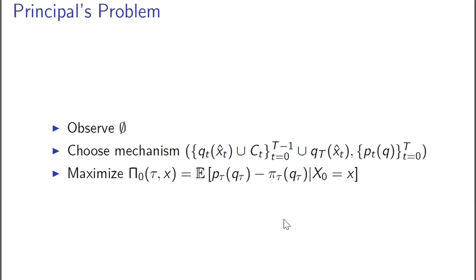Similarly, we have the principal's problem. The principal observes nothing, but she chooses a mechanism. A mechanism here is an allocation plus a price. Usually it's allocations, but here you can just think of the allocation as the stopping rule. So basically, the principal is helping the agent to choose a stopping rule by using different prices at different times for different allocations. The principal is maximizing something, but it doesn't really matter here.